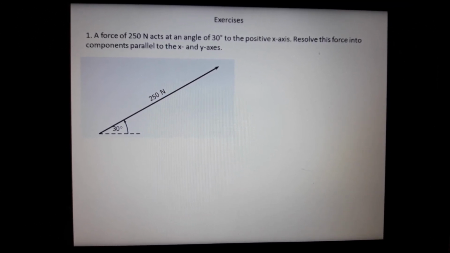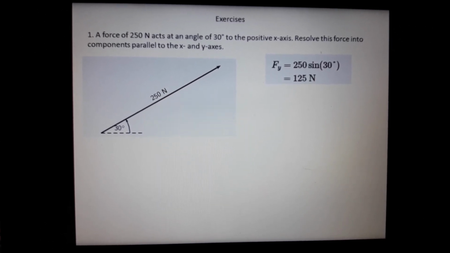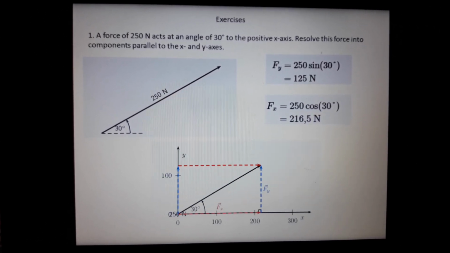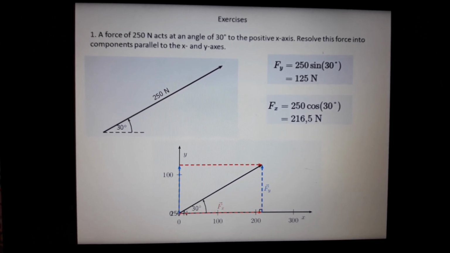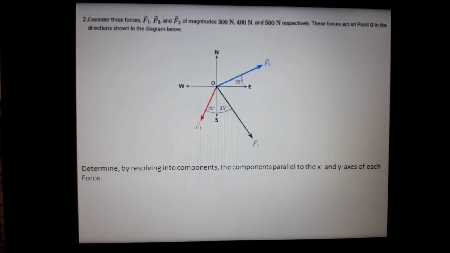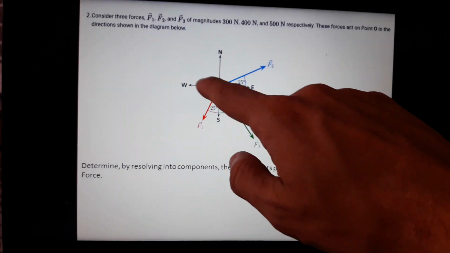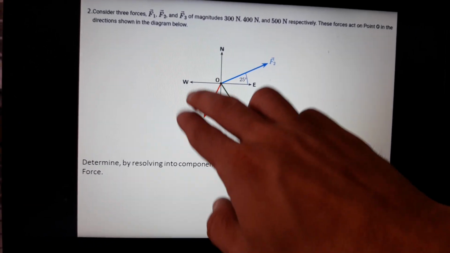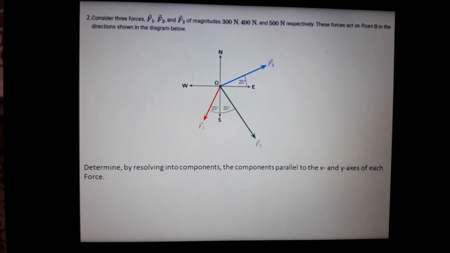You can stop now and try to do it. I will do it now. So it's the same idea, sine and cosine, and we find the value of the forces here, okay? Let's go to this other example. We have here the idea of the complementary angle to use. You can stop now and I will solve.